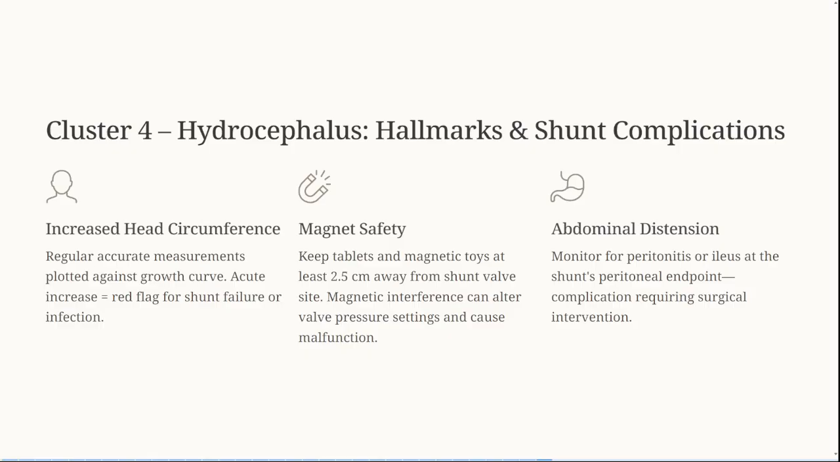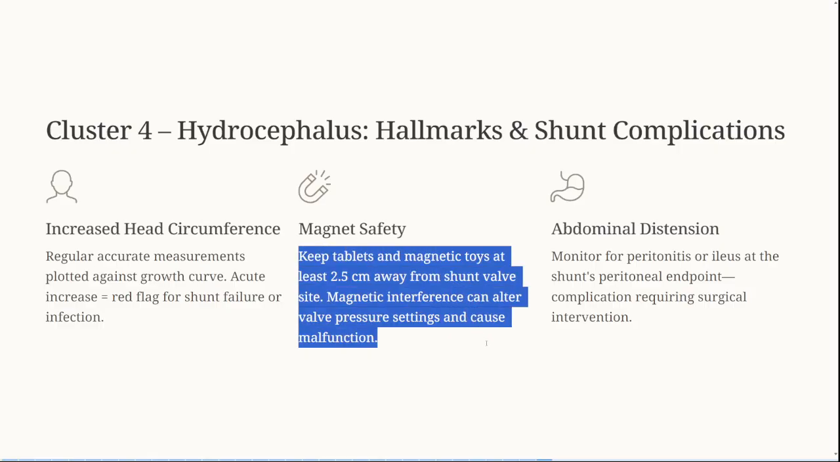Is there a specific safety instruction for parents? Yes, and it's a critical one that's often missed. It's about magnets. They have to keep tablets and magnetic toys at least 2.5 centimeters away from the shunt valve site. Why is that? Because magnetic interference can accidentally alter the valve pressure setting, causing it to malfunction.